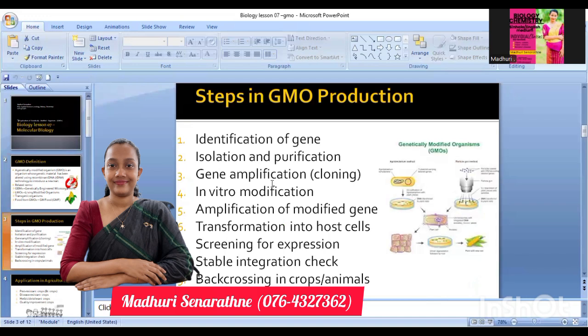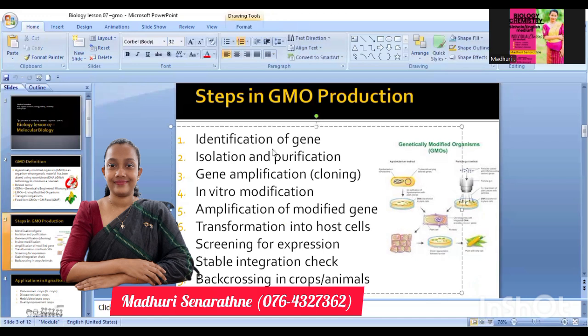Let us now look at how a GMO is produced step by step. First, scientists identify a useful gene that has a desirable trait. After that, the gene is isolated and purified. Then many copies of the gene are made by a process called cloning.